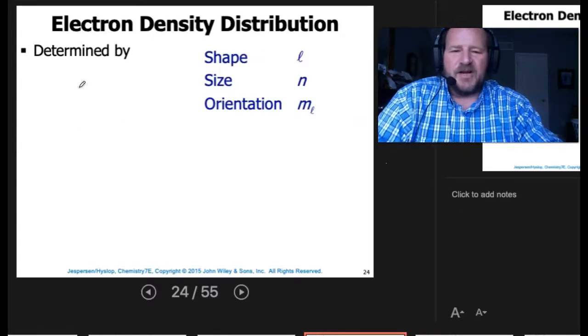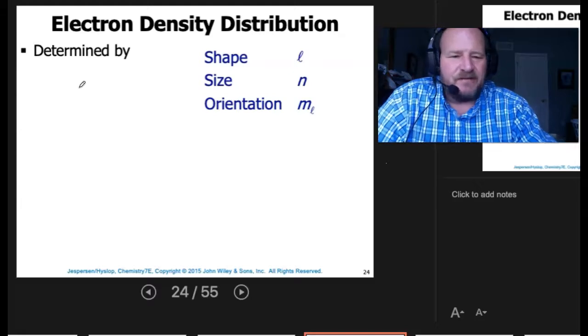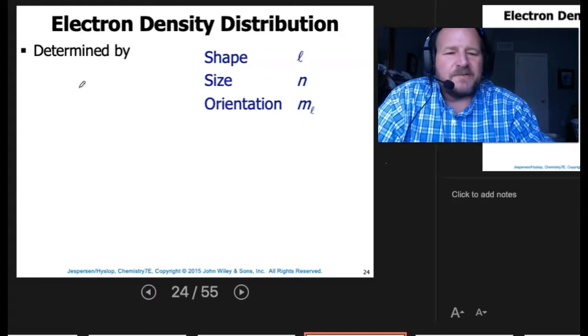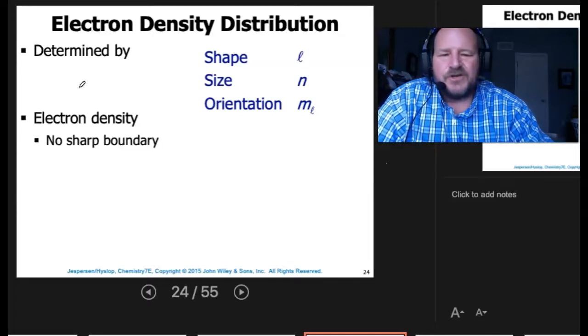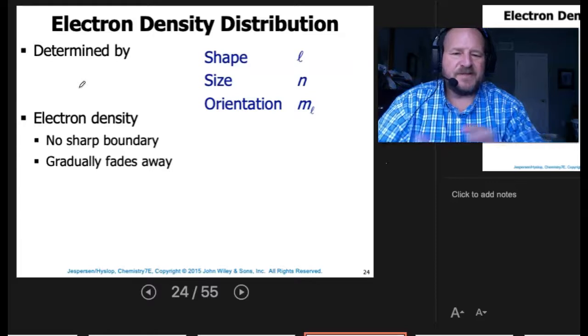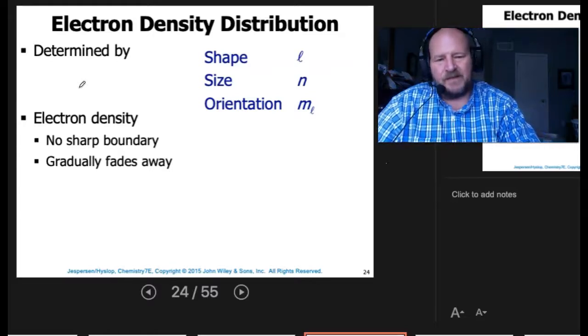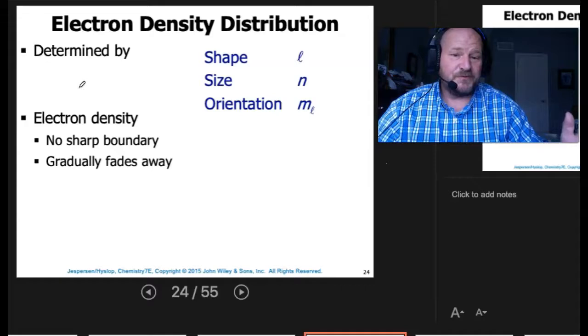All right, now your electron density distribution, that wave function, comes down to these three quantum numbers: the shape, the size, and the orientation. Now the electron density, no sharp boundary here. It's going to be a gradual fade away. So that's why I said 80% probability. If we did 100% probability, it would actually encompass a huge volume.